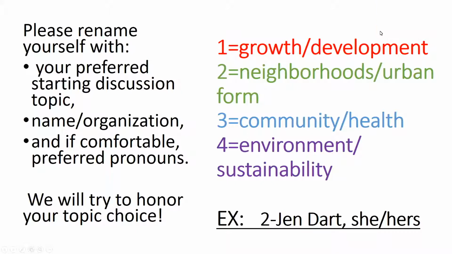Jennifer, what are the 4 topics? We don't see those on the screen anymore. Oh, they should be on the PowerPoint. It's growth and development is the first one. The second one is neighborhoods and urban form. The third is community and health. And the fourth is environment and sustainability. And I've popped them into the chat, oh, they didn't all go for some reason. Sorry about that. Let me redo this.